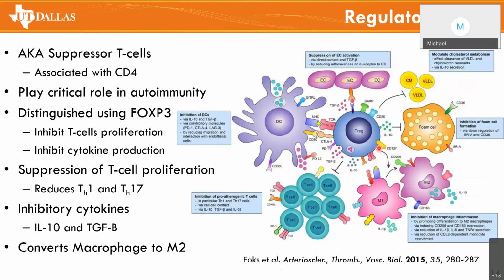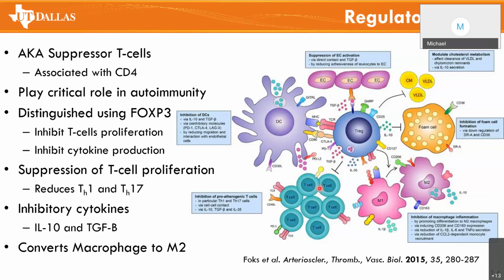It also works in suppressing different cells that are pro-inflammatory. So it can cause endothelial cells to reduce their adhesiveness to leukocytes and prevent immune cells from entering an inflamed site. It can release TGF beta to cause dendritic cells to stop producing MHC2 molecules and to stop migrating to the lymph node.